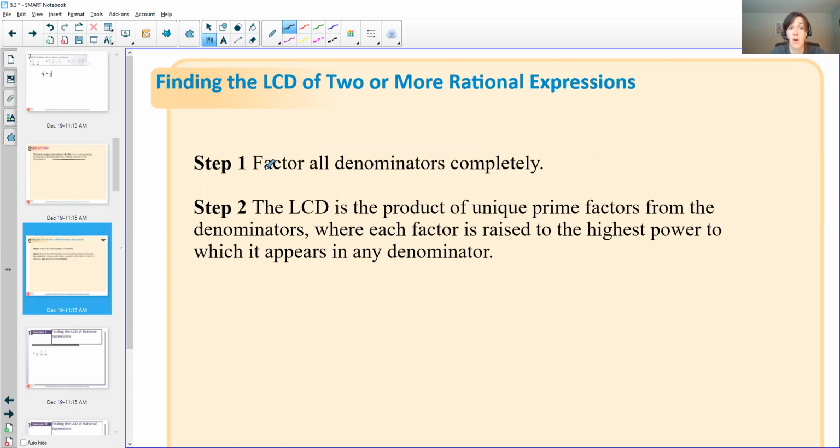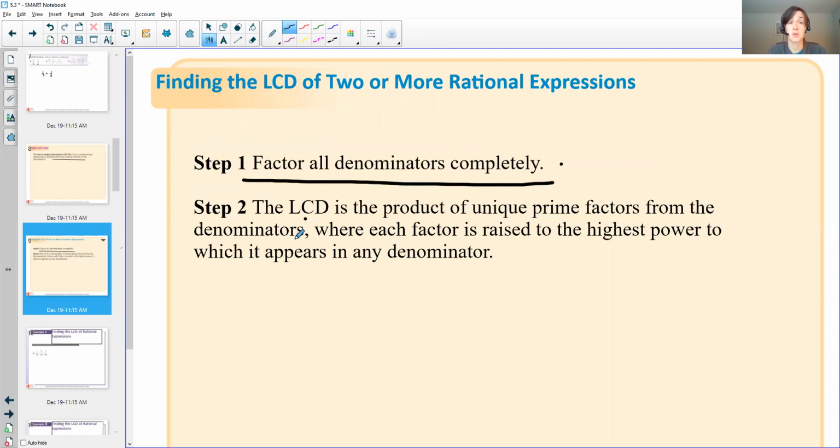So first, always first, factor everything. Because if you don't do this first, finding the least common denominator gets significantly harder. So don't make your life harder. The least common denominator is the product of the unique prime factors from the denominators to the highest power in which it appears in any denominator.